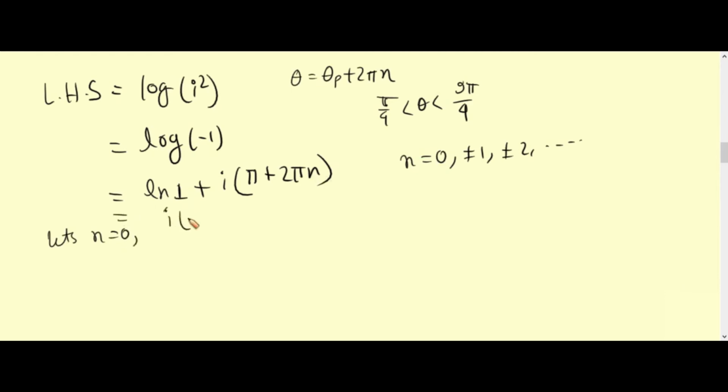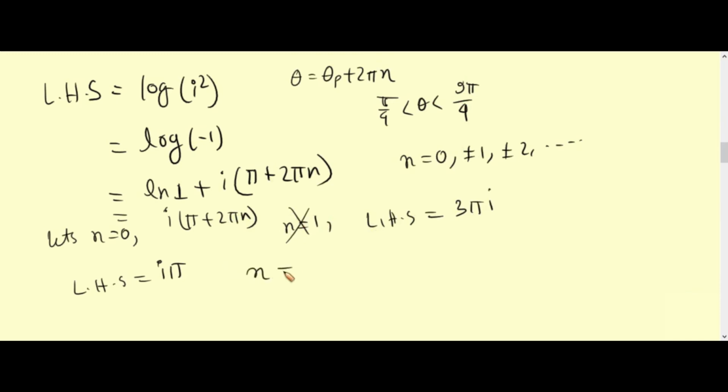This is just iπ + 2πn, because ln 1 is just 0, right? So when n equals 0, the left hand side is just iπ. What if n equals 1? When n equals 1, the left hand side is 3πi. But this is violating this bound, right? So we can say that we don't need n equals 1.